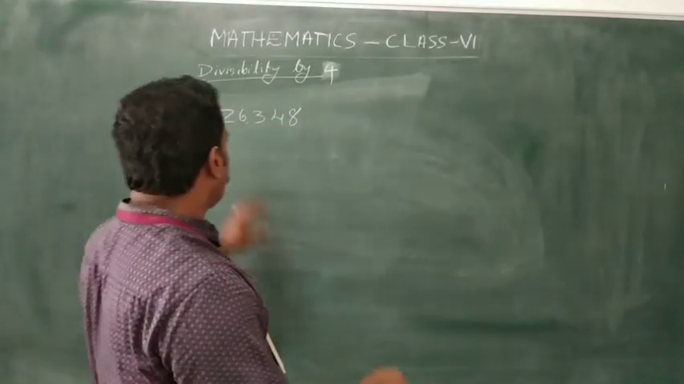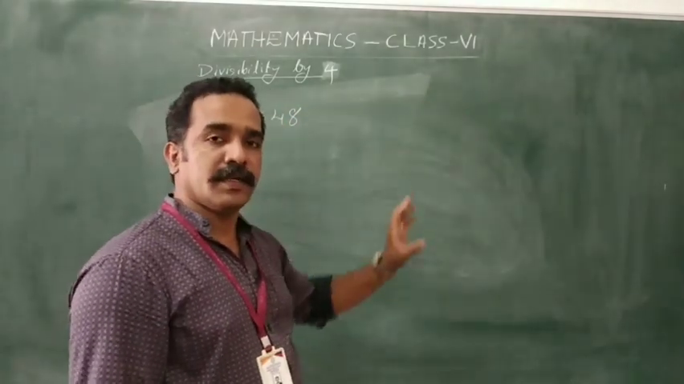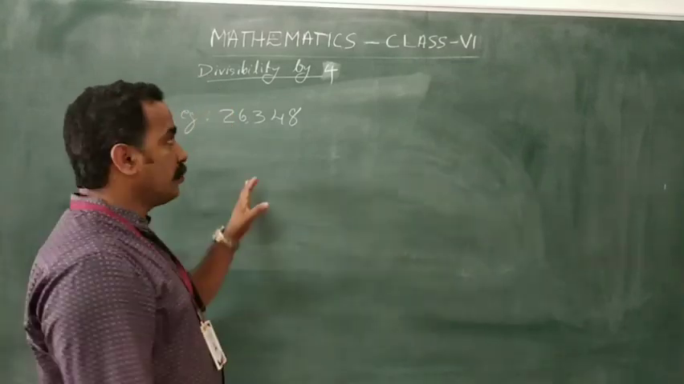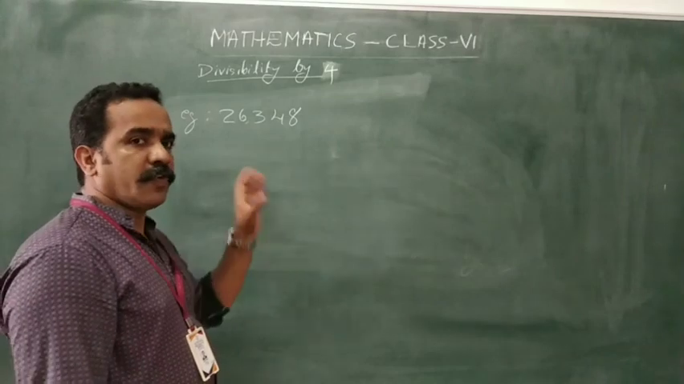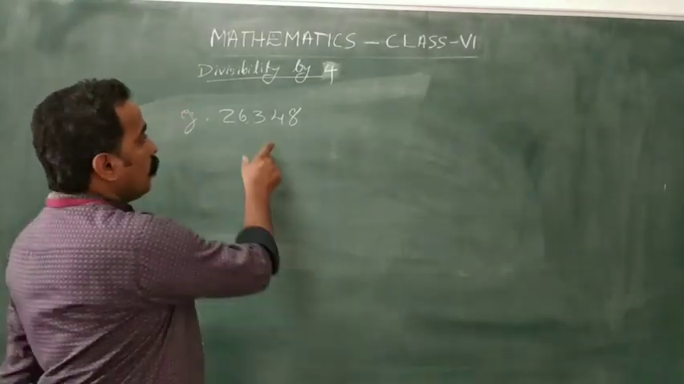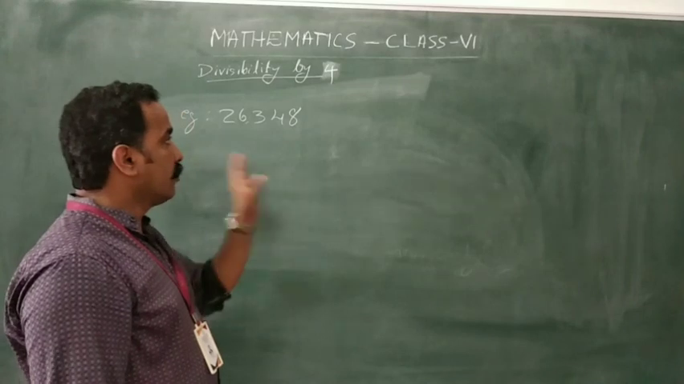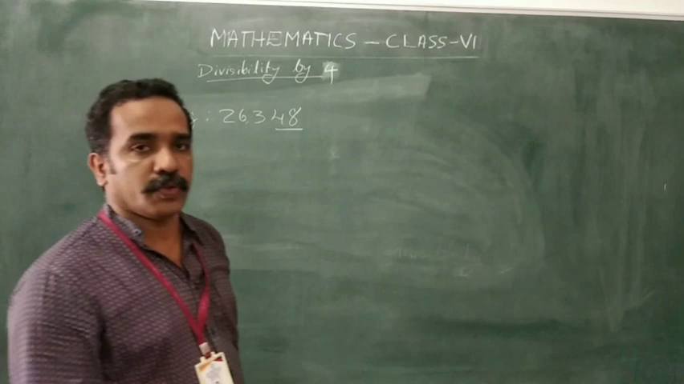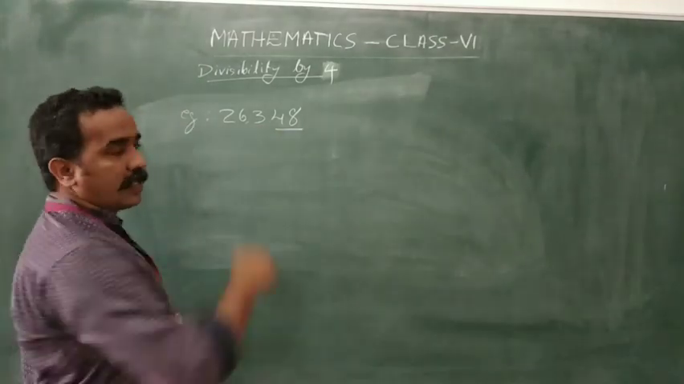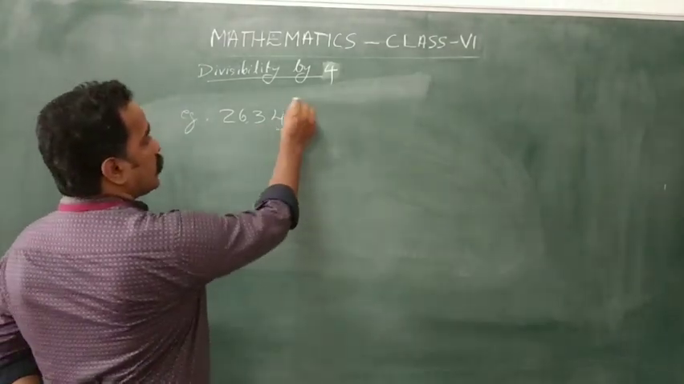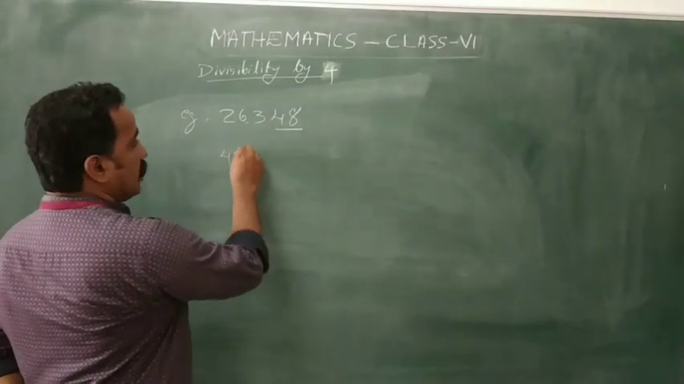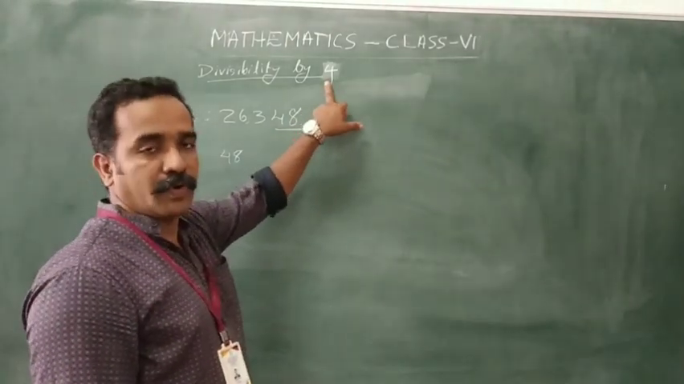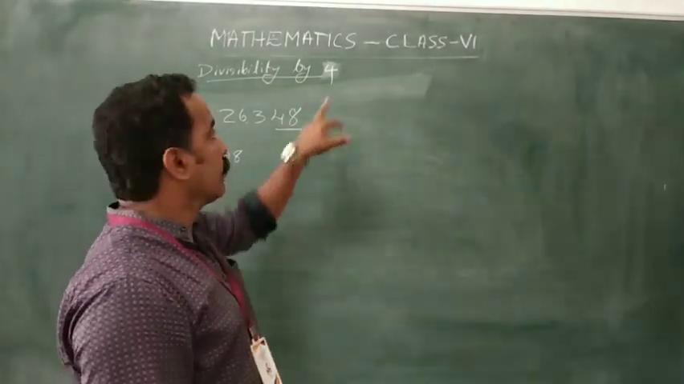The first method, you can divide it directly and check whether there is any remainder or not. That is the usual method. But before going for actual division, by looking at the number itself, we can understand. For that, you consider the number formed by the last 2 digits of 26,348. What is the number formed by the last 2 digits? That is 48. And check whether 48 can be divided by 4 or not.